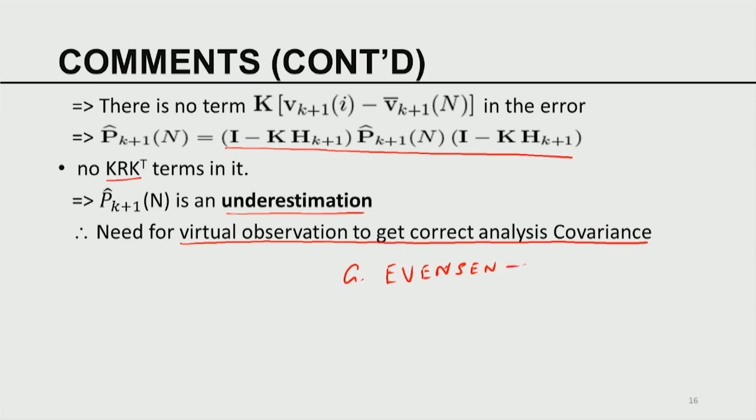Evensen, around 1995, approximately. Ever since, ensemble methods have become popular, and most of the centers have gone for this. When originally Evensen published the paper, he did not use the virtual observation. People who came after him quickly realized that if you used only the same observation for every ensemble member, your system leads to an underestimation and leads to numerical difficulties.